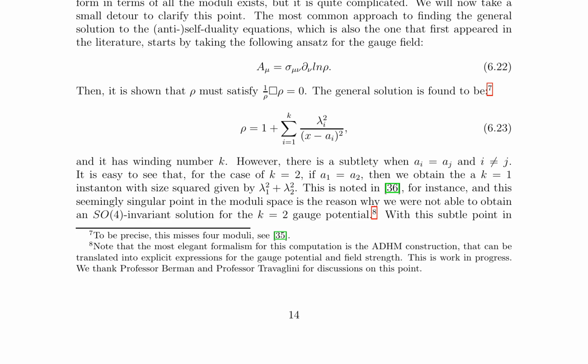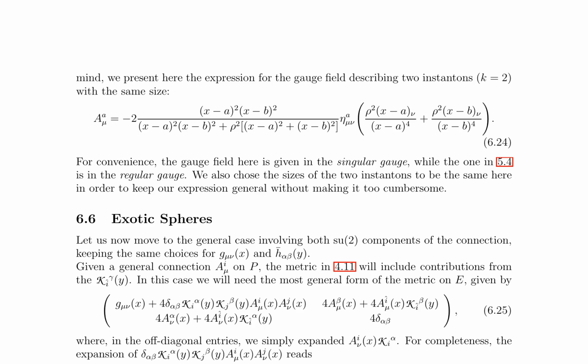The authors then describe the gauge field for an anti-instanton and a double instanton, both of which are essential components in constructing the exotic sphere. The anti-instanton gauge field is given by equation 6.27, and the double instanton gauge field is given by equation 6.28. These gauge fields correspond to Milnor's bundle with transition maps having winding numbers 2, 1, thus resulting in an exotic sphere.